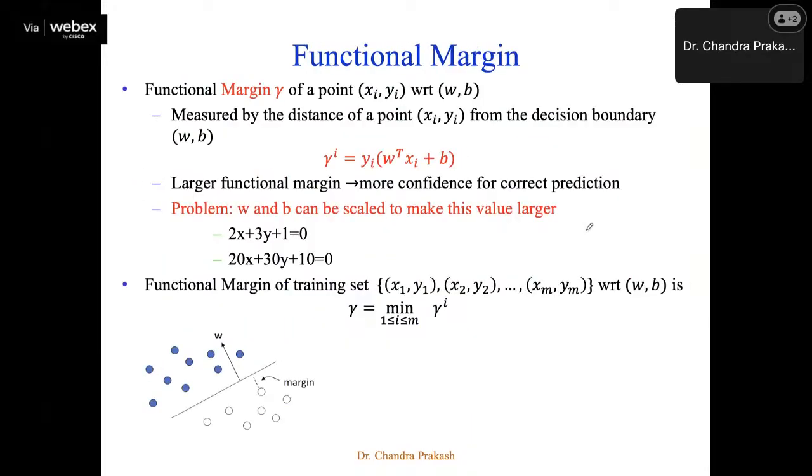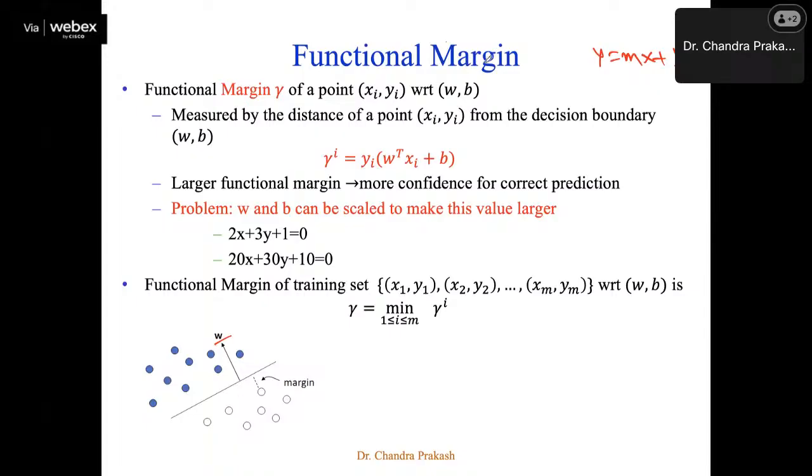So there are different types of margin. Mathematically, we can represent one of the margins as a functional margin. It considers a point xi, yi with respect to w and b, because my line equation is y equal to mx plus b, right? So we measure the distance of the point xi, yi from the decision boundary, right? For example, this w we consider, b we consider as a line equation, and then we say that the larger this functional margin is, the more confidence for correct prediction there is.